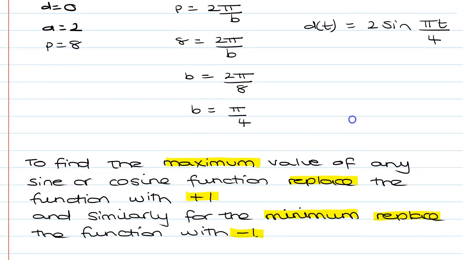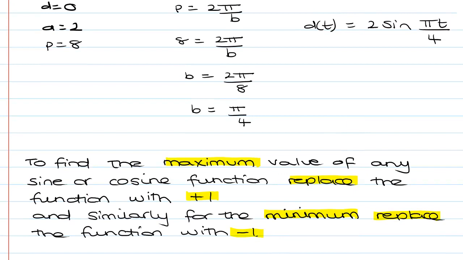Now I want to remind you of a couple of other things that we talked about in the previous lesson. When I was talking to you about sine and cosine, I talked about the most maximum value that sine or cosine is capable of producing, which is 1. And the most minimum value that sine or cosine is capable of producing is -1. So if we're going to find the maximum value of any periodic function, we can replace that function with 1 if it's maximum and -1 if it's minimum.